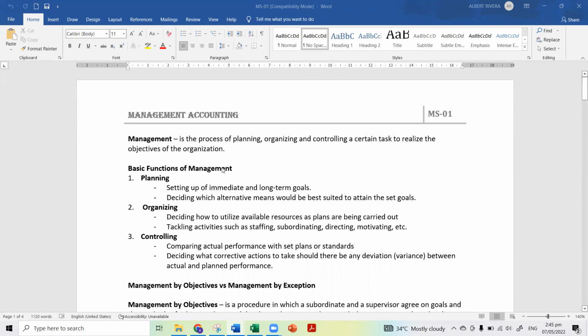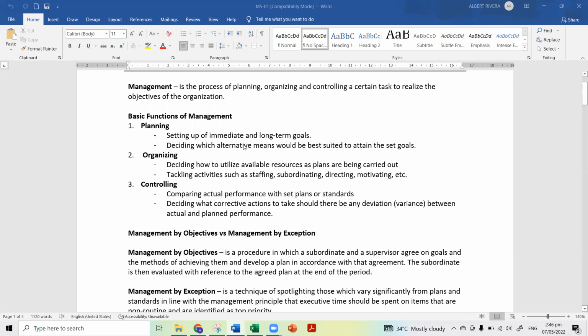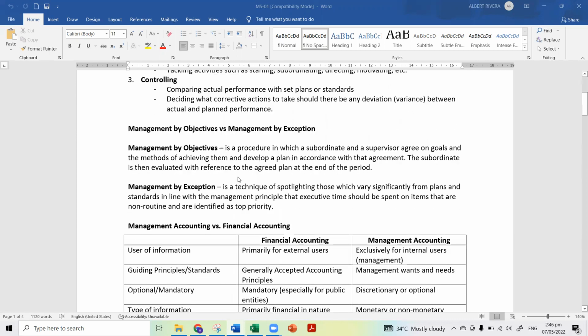Yes, management is the process of planning, organizing, and controlling certain tasks to realize the objectives of the organization. And these are the basic functions of management: planning, organizing, controlling, di ba? Yan, alam nyo na yan. Alam na natin yan. Okay? Let's deal with this management by objectives and management by exception.